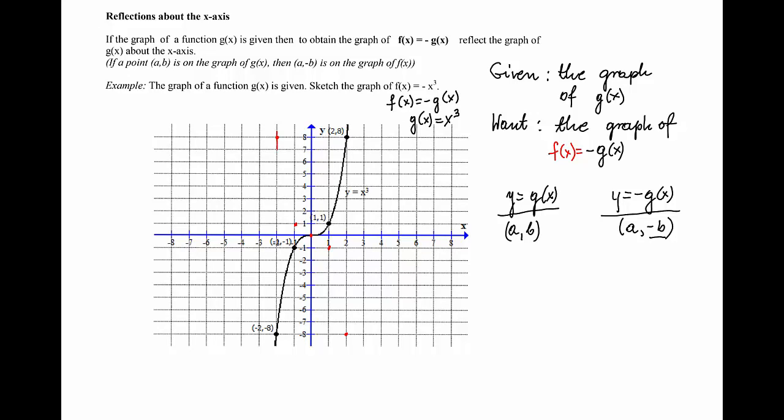Now joining those points in the order that they were plotted gives us the graph of the function, and as you can see we have the symmetry with respect to the x-axis. The red graph is the graph of the function negative x cubed.